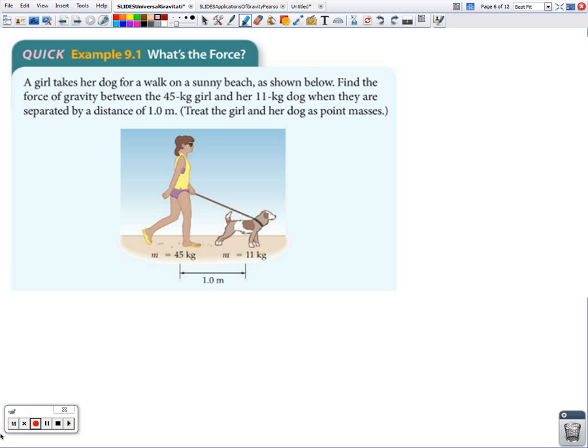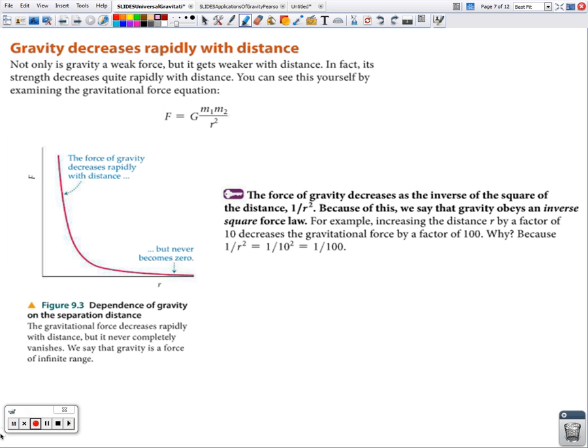The other thing that we talked about yesterday is this idea. Did we get to this graph yesterday? Like the title says, gravity decreases rapidly with distance. Looking at the formula for the force of gravity between two objects, we said it depends on a couple of things: the mass of the two objects and the distance between them. The distance between them is in the denominator.